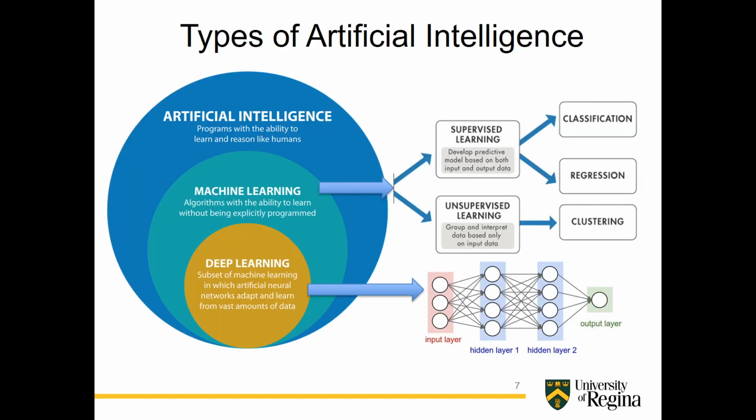Let's talk about the three concepts of artificial intelligence: artificial intelligence, machine learning, and deep learning. To understand how they relate to robotics and data science, let's talk about each one of them separately. So what is artificial intelligence?